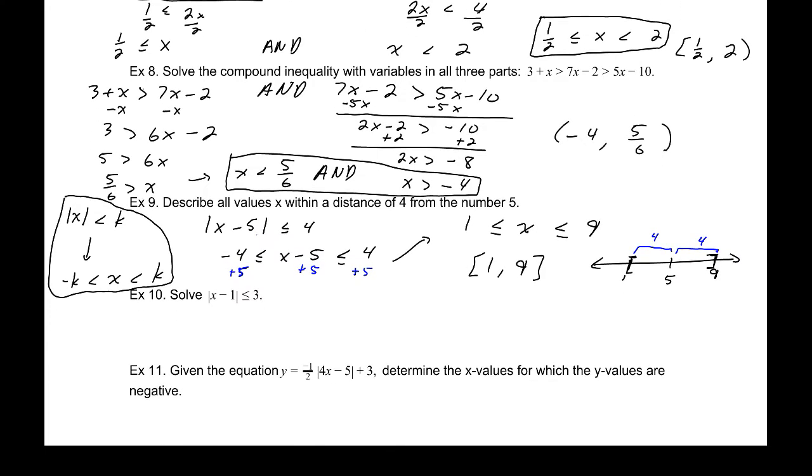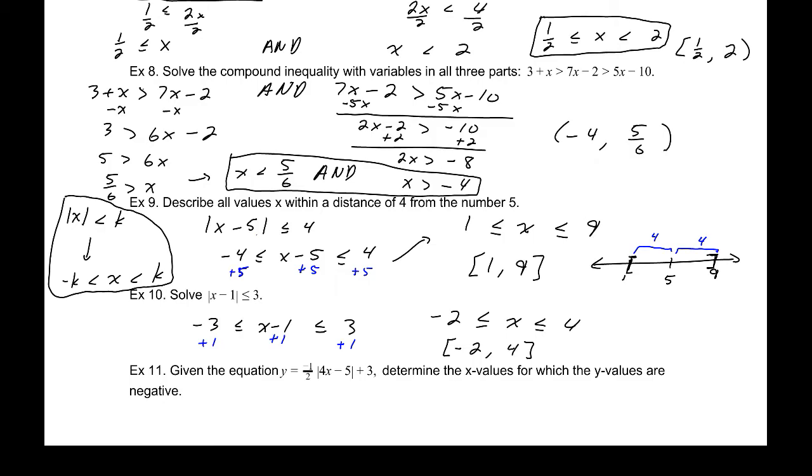All right. So example number 10, absolute value of x minus 1 is less than or equal to 3. Okay, this is actually trying to figure out what numbers are within a distance of 3 from 1. Now we'll go ahead and write that as an inequality. Based on that rule we just stated, negative 3 is less than or equal to x minus 1 is less than or equal to 3. Adding 1 to all of these gives us negative 2 is less than or equal to x is less than or equal to 4. Or in interval notation, negative 2, 4, and those are both included.